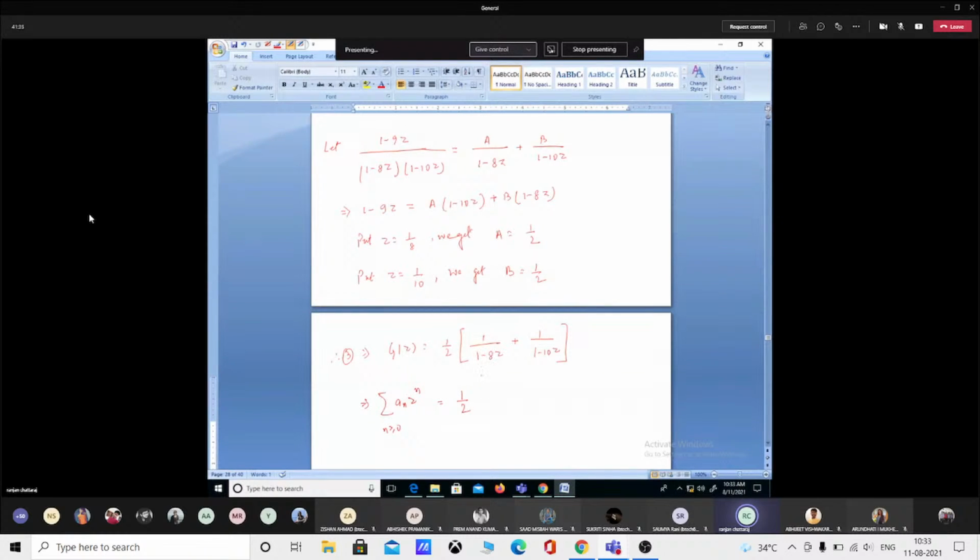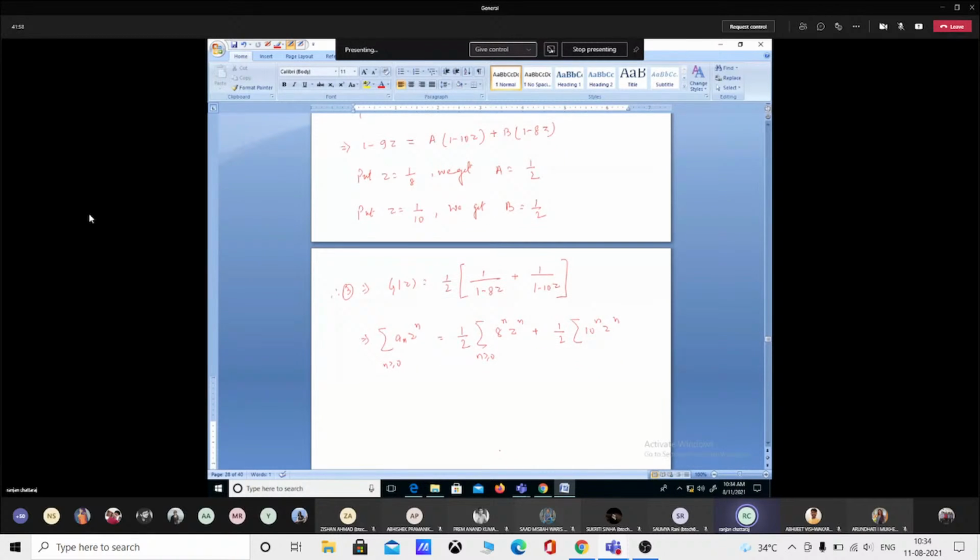What is the value of this? It is 1 over 1 minus alpha z. So it is 8 to the power n z to the power n, and similarly this will be half, and this is 10 to the power n z to the power n. Is it clear? Is this step clear? Yes, sir.